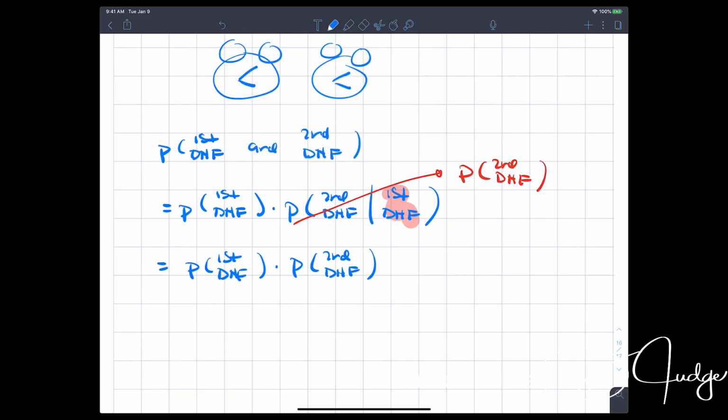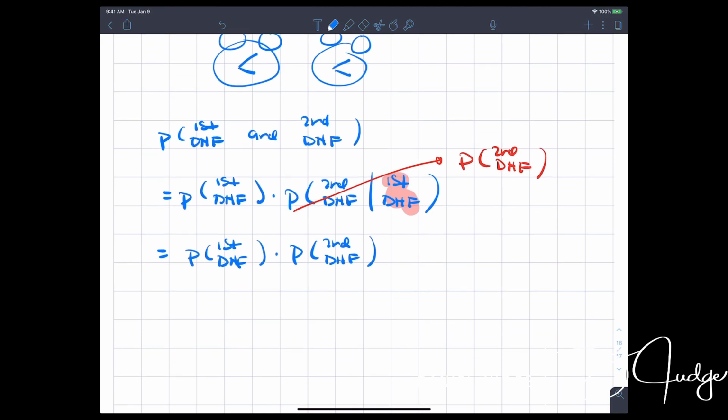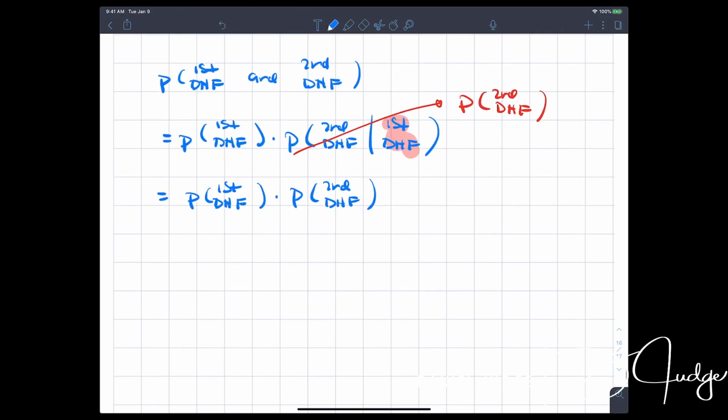So I want to just remark about that. These are independent. So who can ask me now, what's the chance that the first clock does not function? What's that chance?